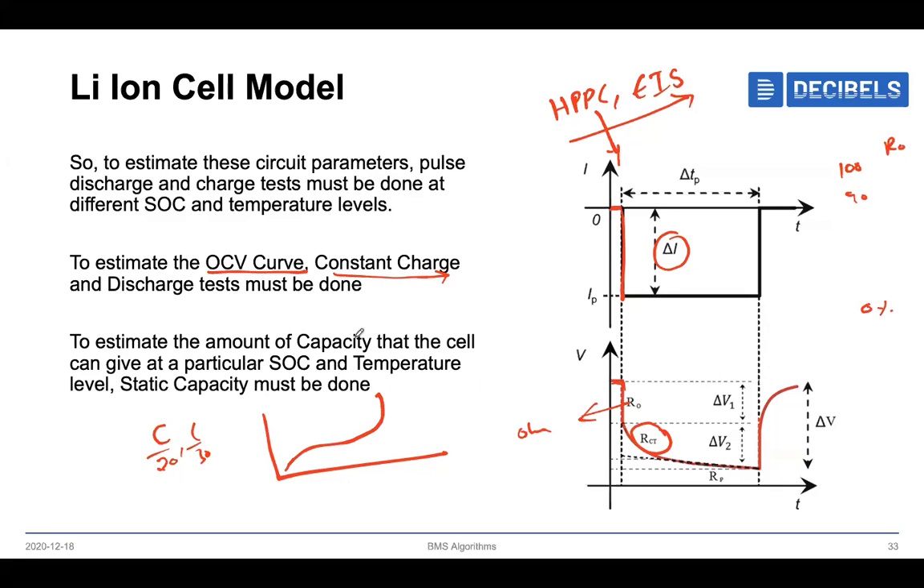And yeah, the third one is estimation of capacity. This can be done using a static capacity test, which is very similar to this one. So these are the different types of tests that you have to do, and then you have to develop the model. And from that model, you can estimate all the behaviors, like how the cell is behaving and all this stuff. Okay. So yeah, with this, I think I have completed all the stuff.